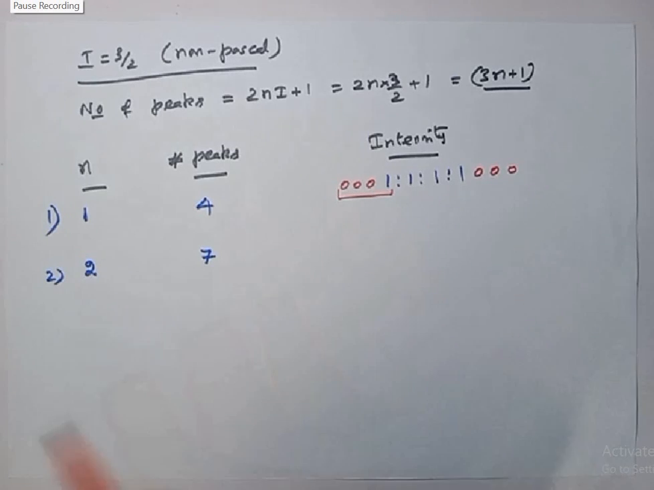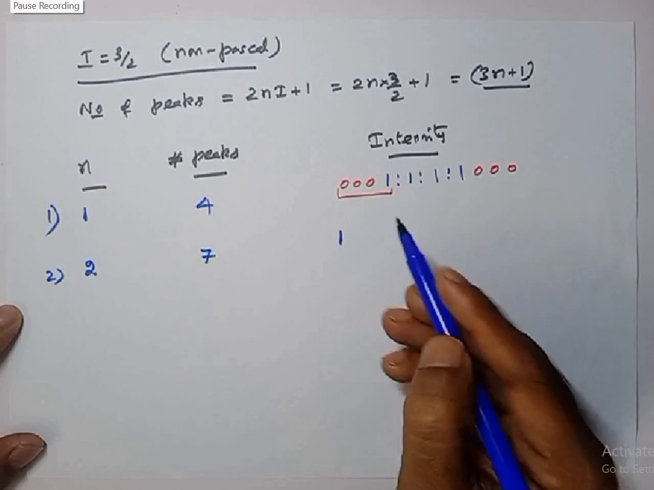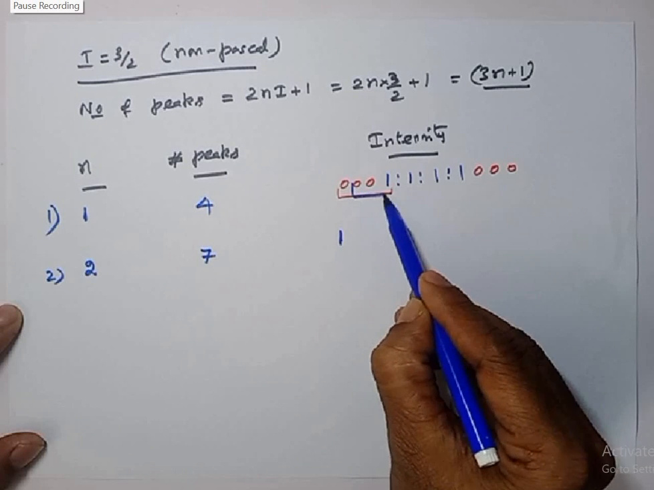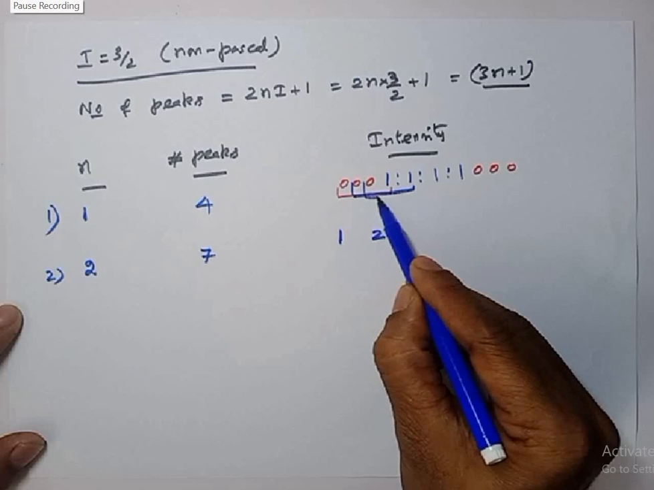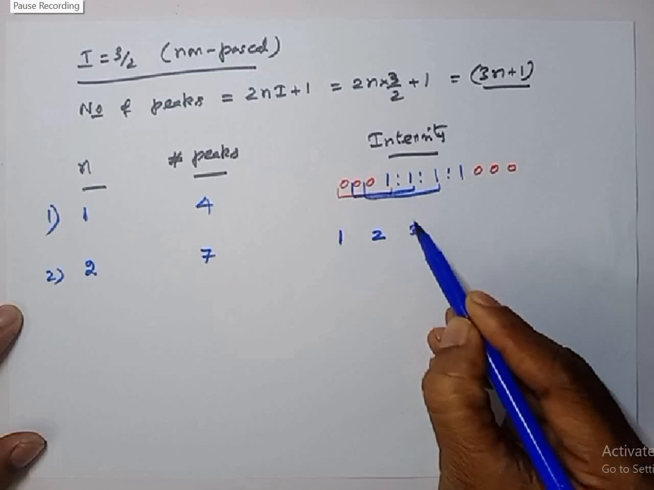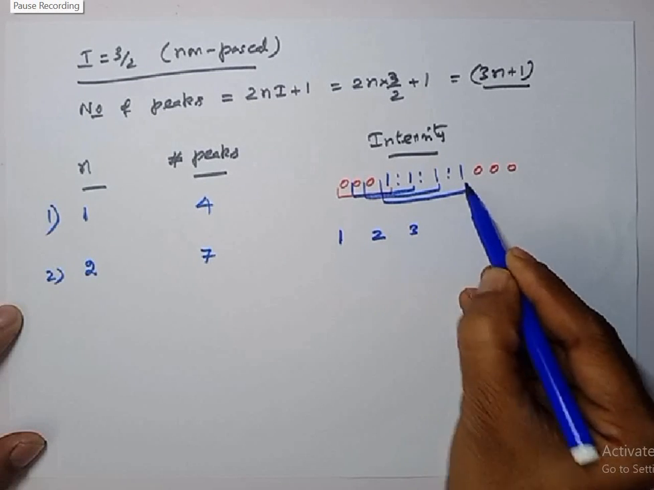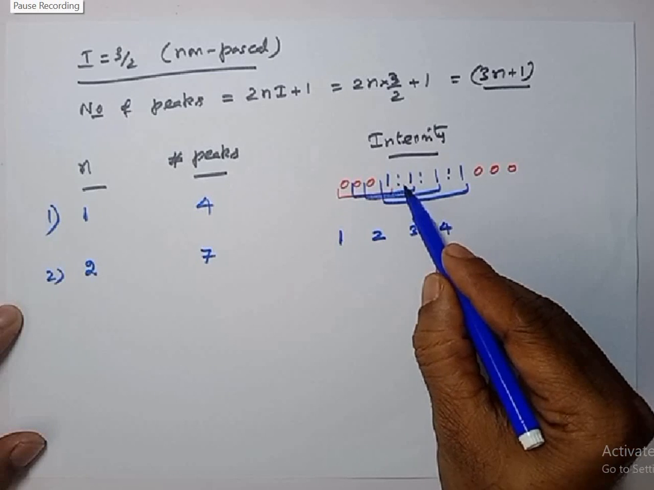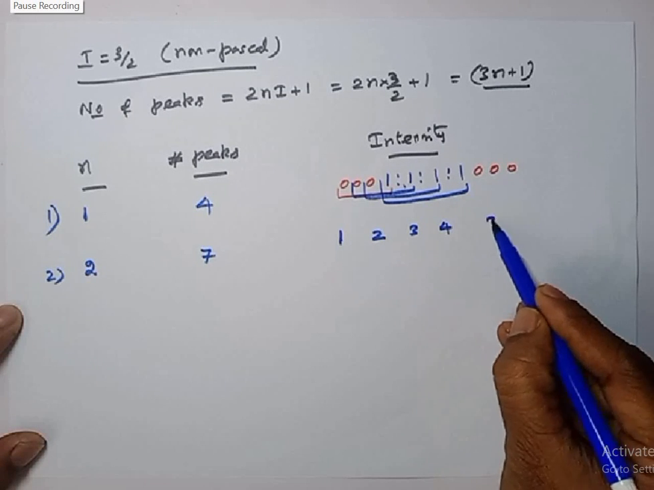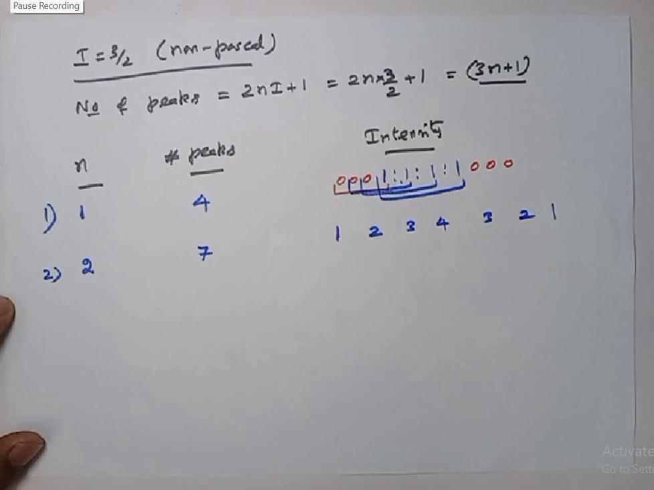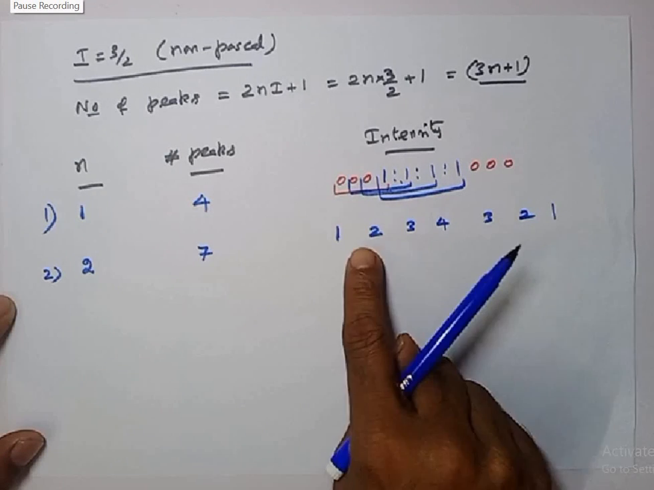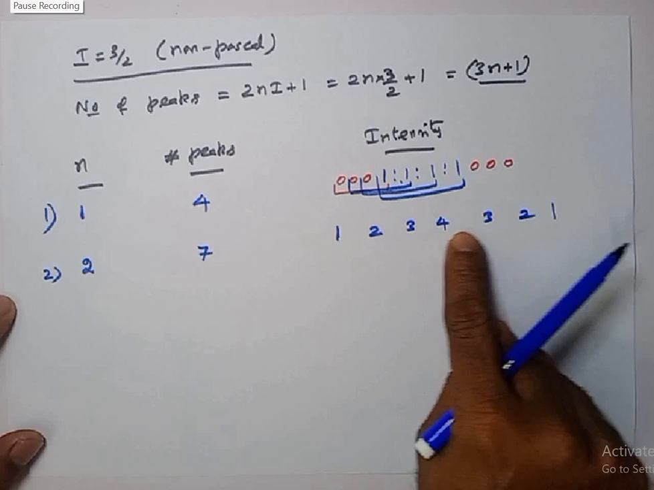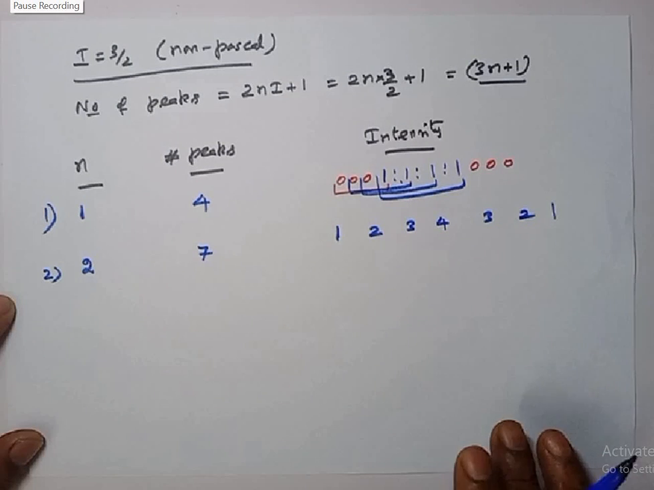Yes, we'll get 1. Next 4 numbers, we get 2. Then next 4 numbers, we get 3. Next 4 numbers, we get 4. Then after that we'll get the reverse order, 3, 2, 1. So you get 7 peaks and this is the intensity ratio, 1 is to 2 is to 3 is to 4 is to 3 is to 2 is to 1.